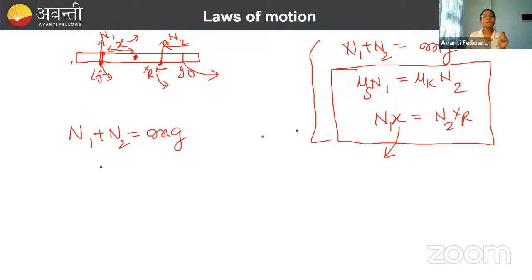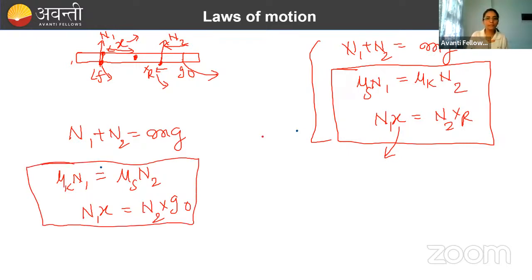At that point, the only thing we need to be careful about is where static friction is acting and where sliding friction is acting. My right finger was at rest at 90, so here static friction was acting. So you will write mu S N2, right? And here we will write mu K N1. Again, it will be N1 x equal to N2 into 90 because it was at 90. Now solve these two equations, you will get x.